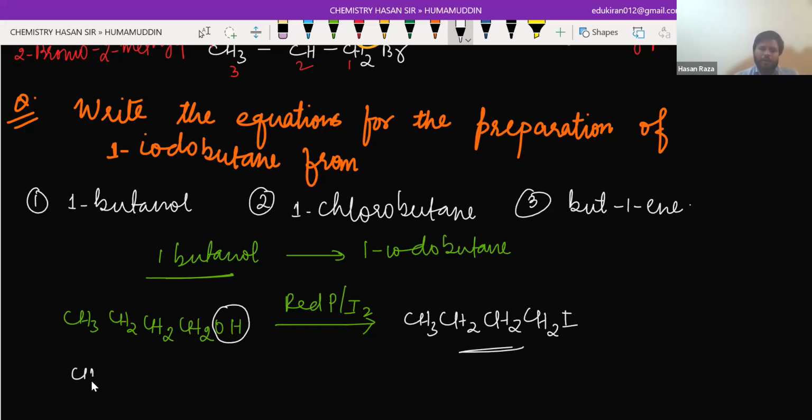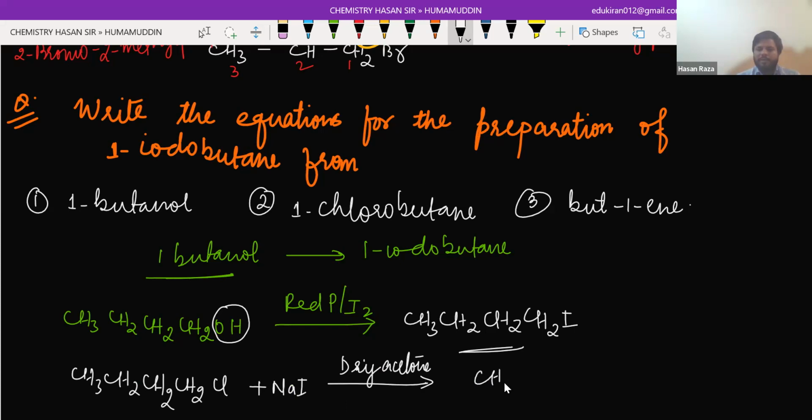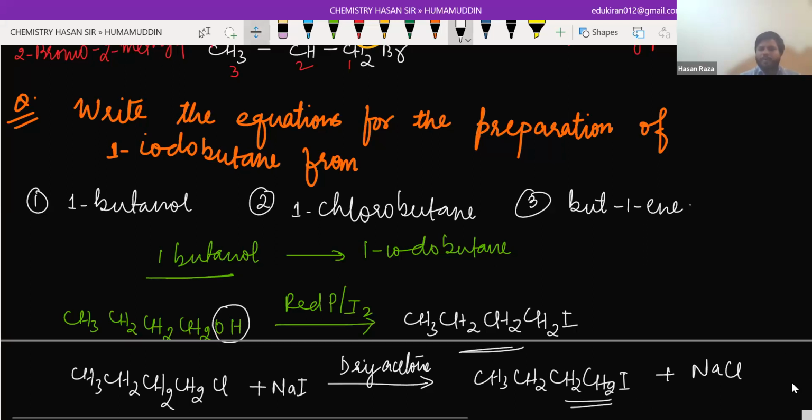1-chlorobutane. You can see 1-chlorobutane. Now, if you want to prepare 1-iodobutane, you can use the Finkelstein reaction: NaI in the presence of dry acetone. Halogen exchange will take place, giving CH3, CH2, CH2, CH2I, and as a byproduct there will be NaCl. So this is what we wanted to prepare.